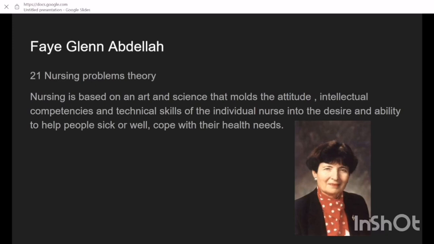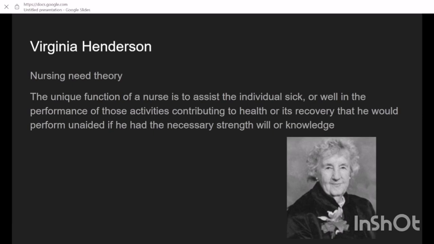Virginia Henderson, The Nursing Need Theory. The unique function of a nurse is to assist the individual, sick or well, in the performance of those activities contributing to health or its recovery, that he would perform unaided if he had the necessary strength, will, or knowledge.